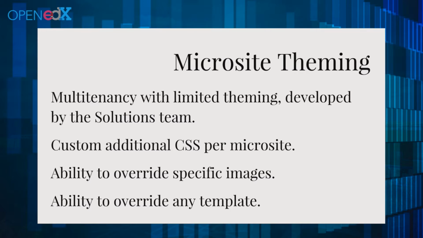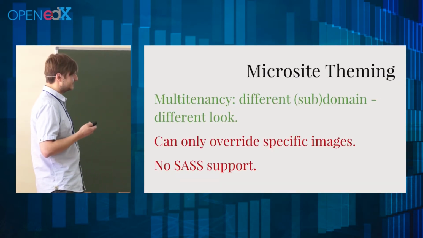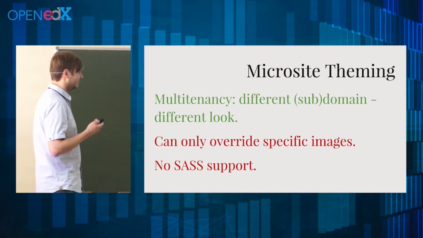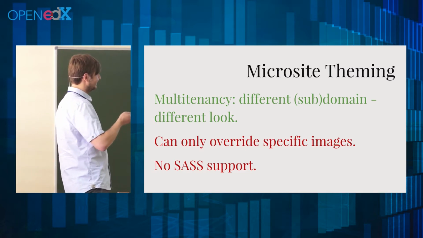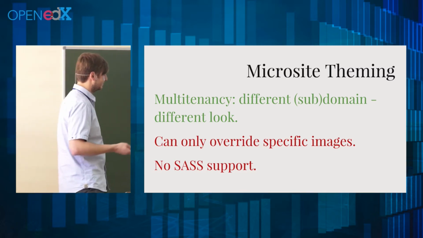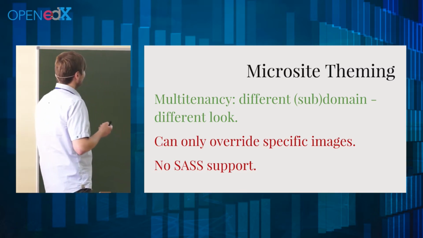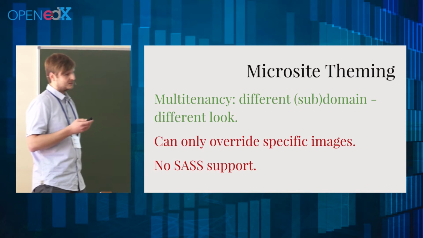It would let you add custom additional CSS per microsite. It would let you overwrite certain images, and it would also let you overwrite templates, all of this per microsite. The obvious advantage of microsite theming was that it supported multi-tenancy. So if you looked at the site from one domain, it looked different than if you looked at it from another domain. But it could only override specific images, and it had no SASS support.